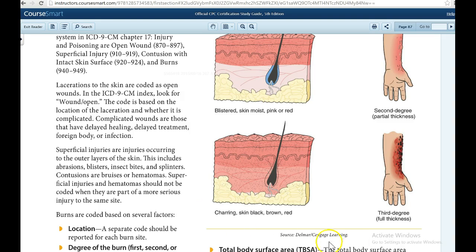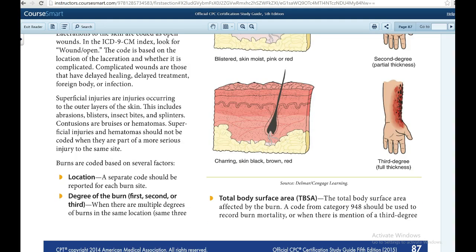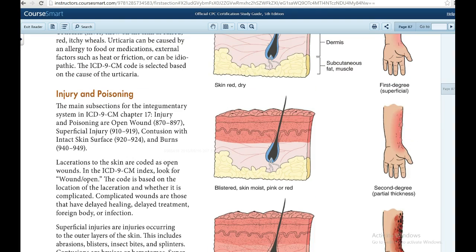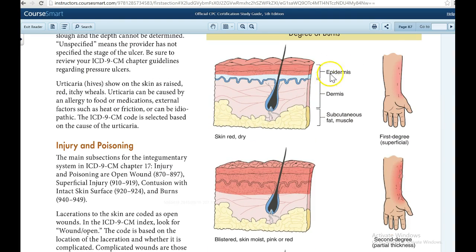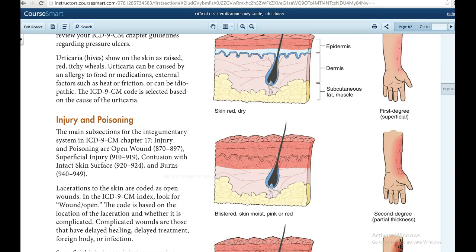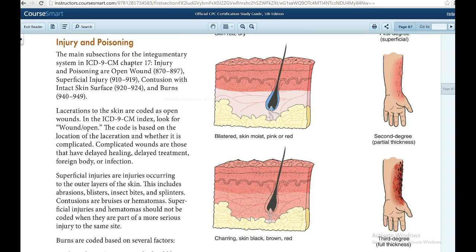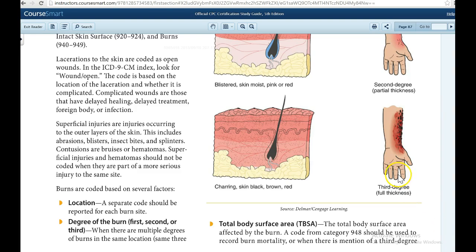Burns are based on several factors. When coding a burn, you need to make sure you know the location as well as the degree of the burn, as well as the total body surface area. Look at this right here, you all. Remember the different types of burns that you can have. A first degree burn looks kind of similar to a sunburn. A second degree burn will also be called a partial thickness burn. And a third degree burn right here is a full thickness burn.